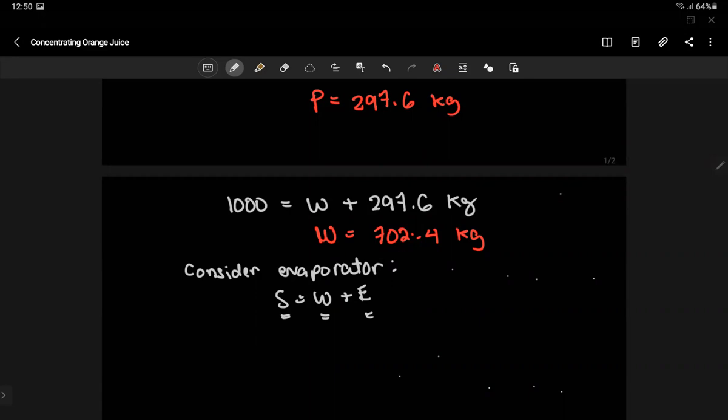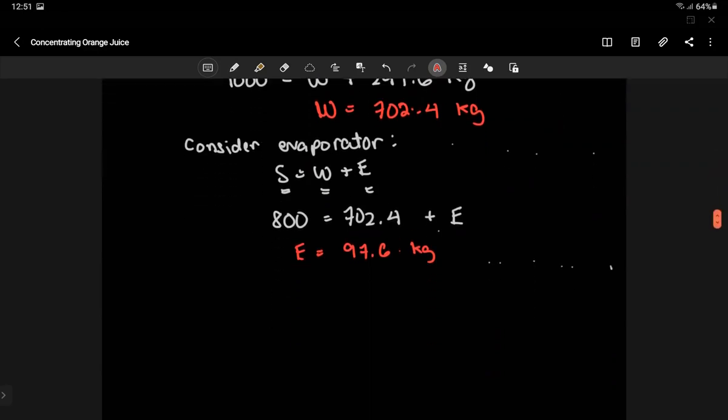Okay? Thankfully, we already know the value of S and W. Remember, S is 800 and W, we have solved that a while ago, that 702.4 kilogram. So, the reason why I consider the evaporator first kasi yun yung pinakamadali na i-solve kasi isa na lang ang unknown. Okay? Let me just place the unit for a while. So, plus E. So, E or the evap, the product coming from the evaporator immediate, therefore will be 97.6 kilogram. Okay. So, we have solved therefore E. But still, hindi ito yung hinanap natin. But later on, we will be able to accomplish everything. So, tapos na tayo sa overall ni evaporator.